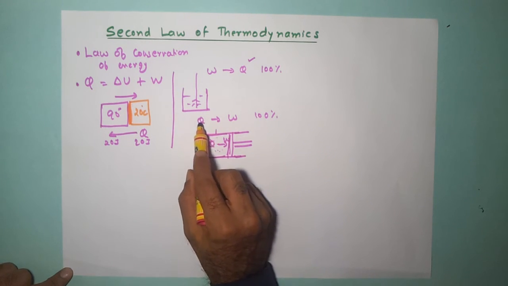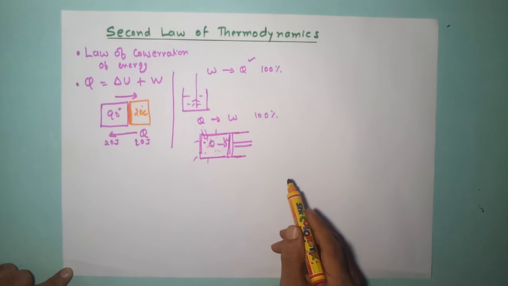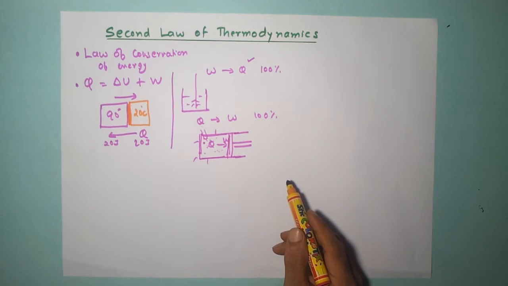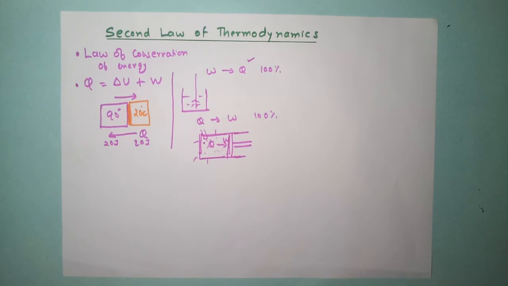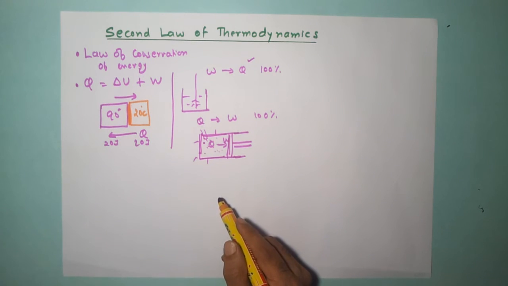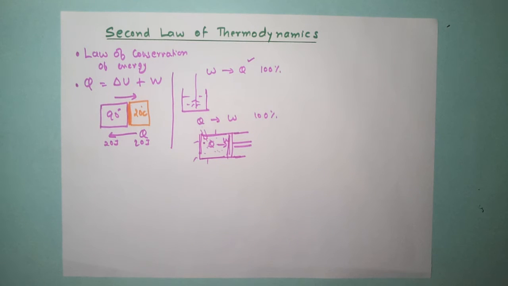It's not possible to convert Q into W completely, which the first law of thermodynamics doesn't mention or talk about. And hence we say these are the limitations of the first law of thermodynamics. And in this background, the second law of thermodynamics comes into the picture. The second law of thermodynamics has basically two statements, and we will discuss both of them one after the other.